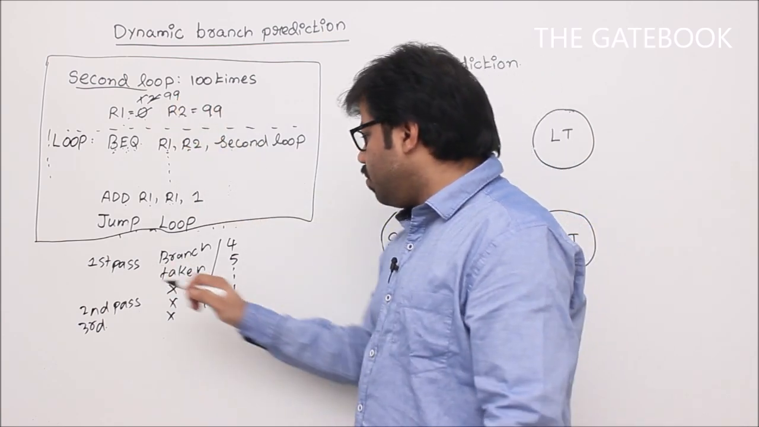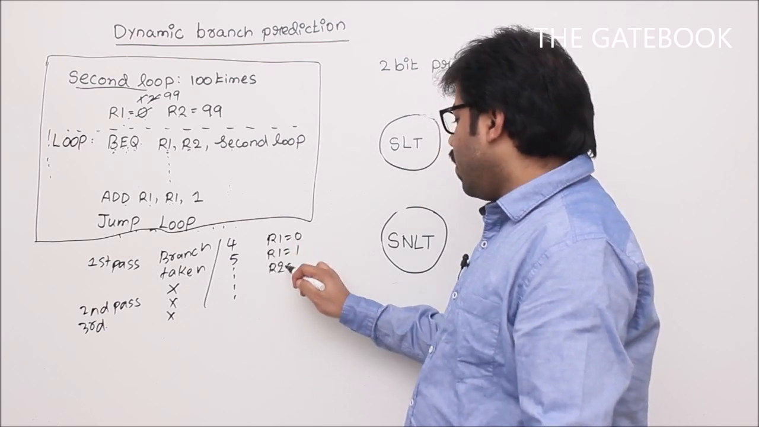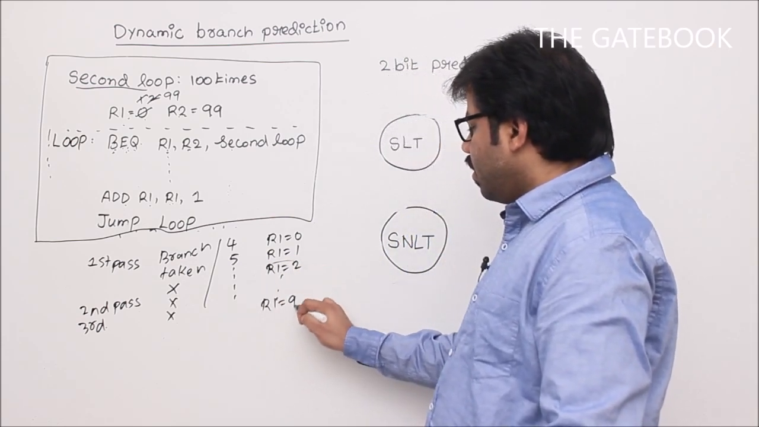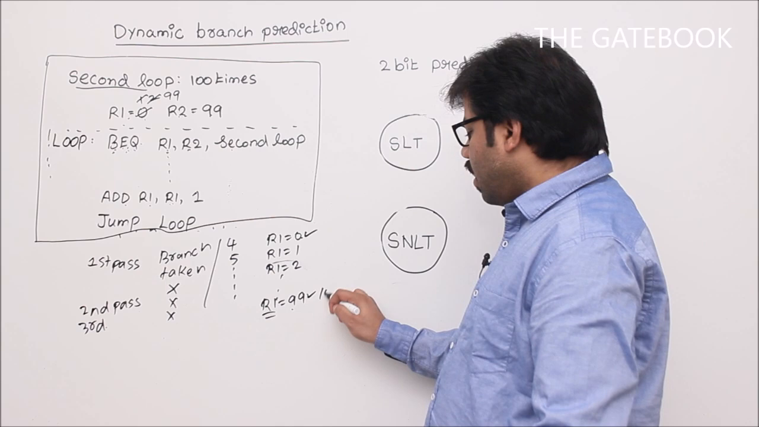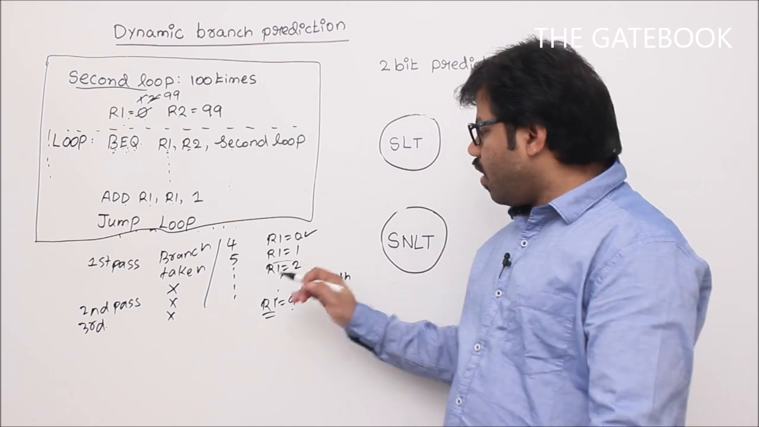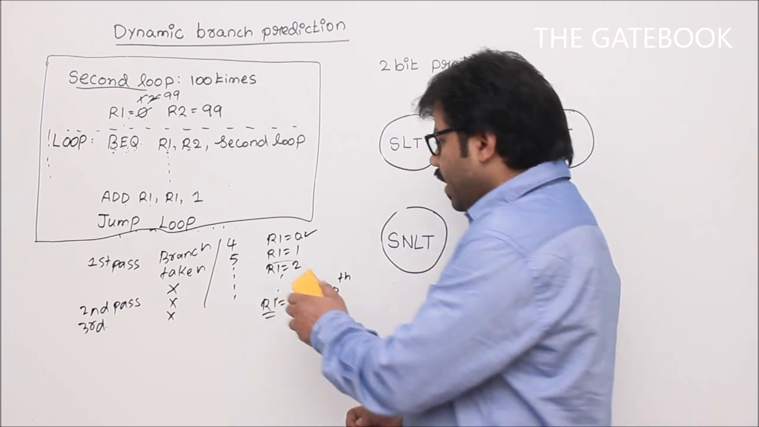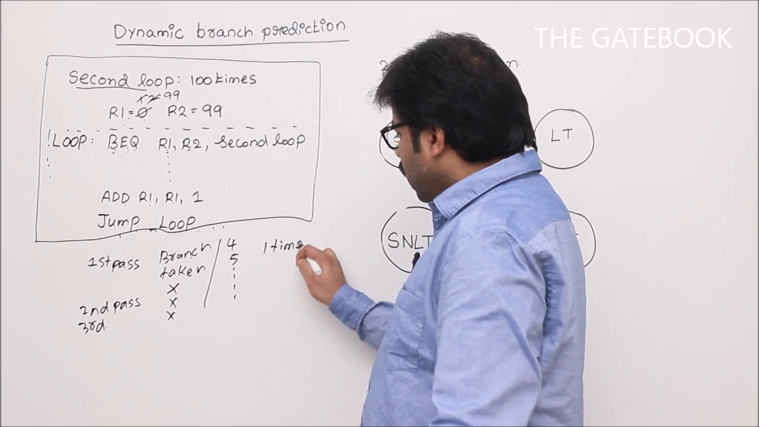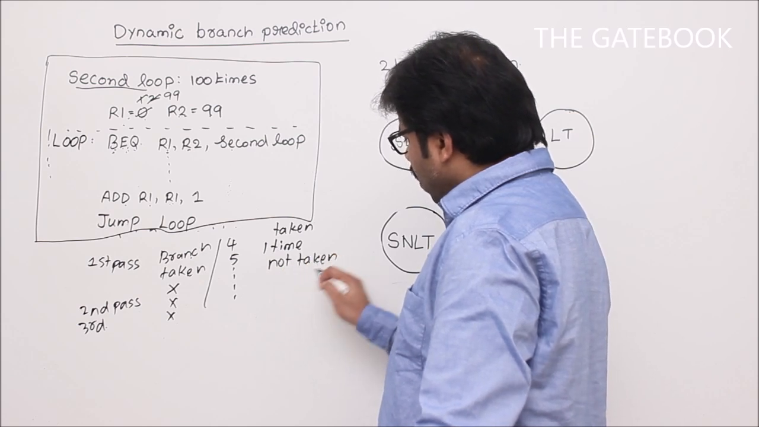Initially, R1 is 0. In the first pass, R1 is 0. Second pass, R1 equal to 1. Third pass, R1 equal to 2. In the last pass, R1 is 99. See, first pass R1 is 0. When R1 is 99, this is the 100th pass, right? That means this loop is iterated 100 times. Out of 100 times, 99 times the condition is false. One time the condition is true. So that's why I can say the total summary is: branch is taken one time, not taken 99 times.